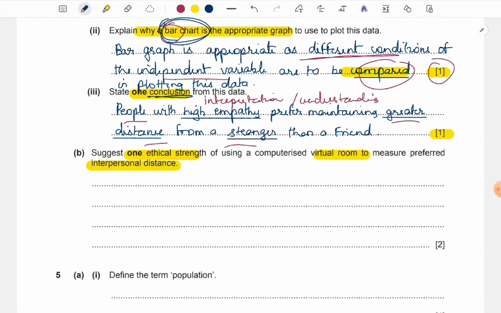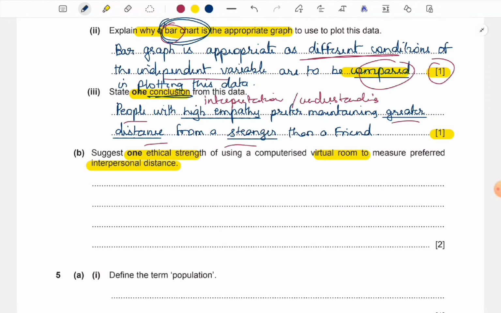Okay, so now coming to one strength: what if they would have used a real room? Like I said, that's what you have to think about. Some people would have become hesitant in front of others. Imagine if you were in the study and you had to sit in an actual room, and then you had a stranger or friend or somebody coming near you, and then you had to tell the experimenter when to stop this person.